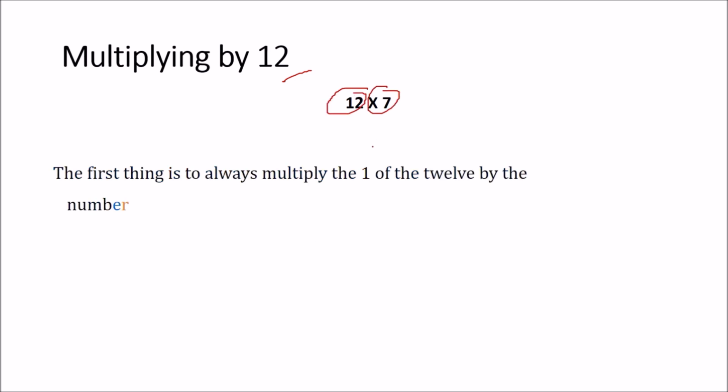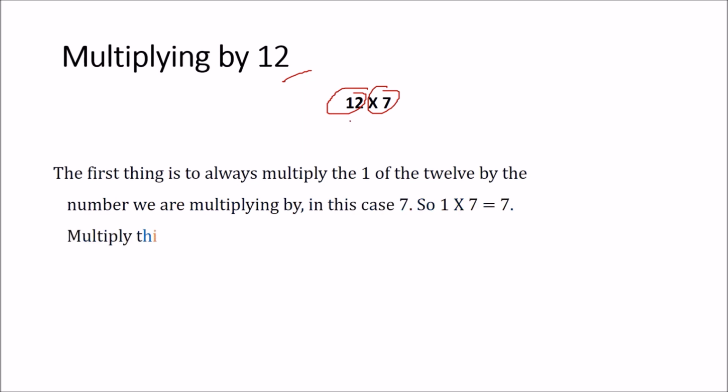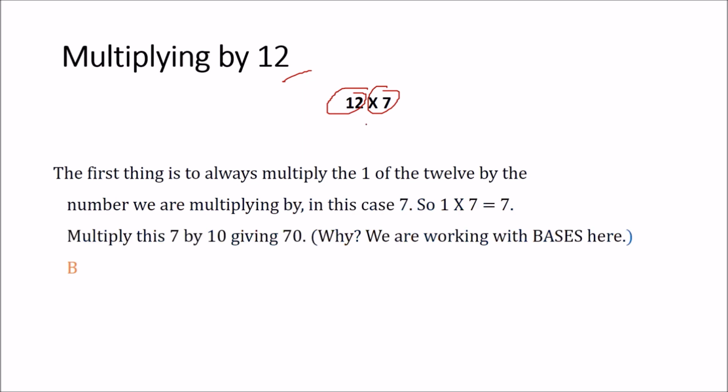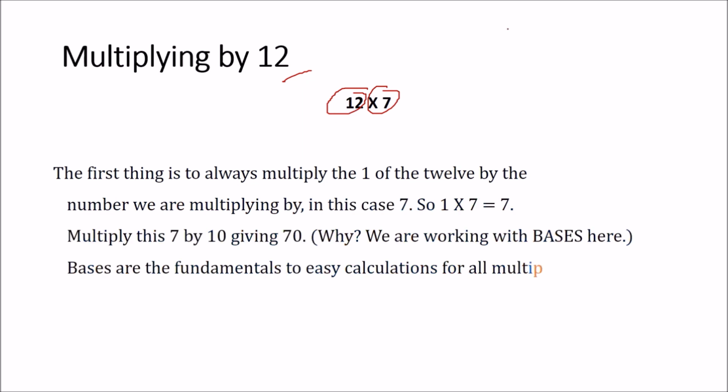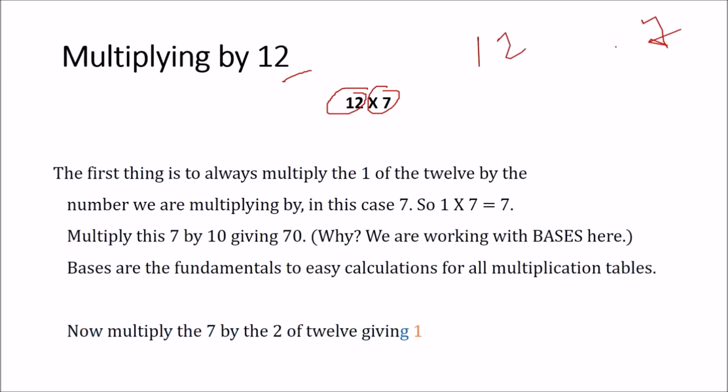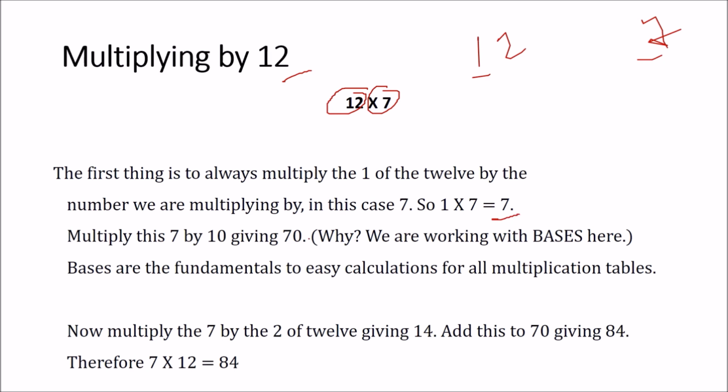Now what about 12? If you want to multiply a certain number by 12, say 12 and 7, you want to multiply 12 with 7. So you have to multiply this 1 with 7. So this is 12 and this is 7. Multiply 1 with 7. What will be the result? That will be 7. Now multiply 7 by 10. How much will it be? It will be 70. So we are working with bases here.